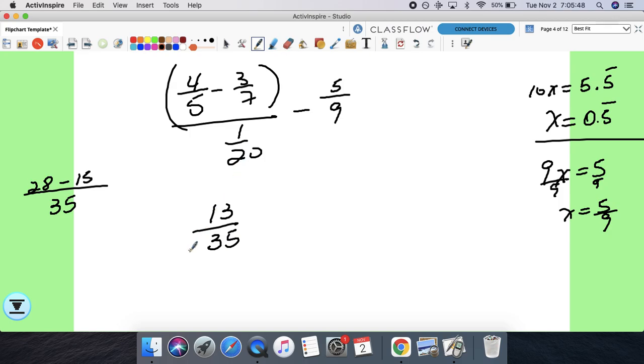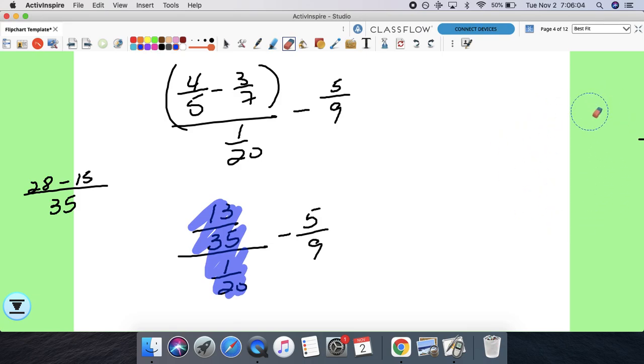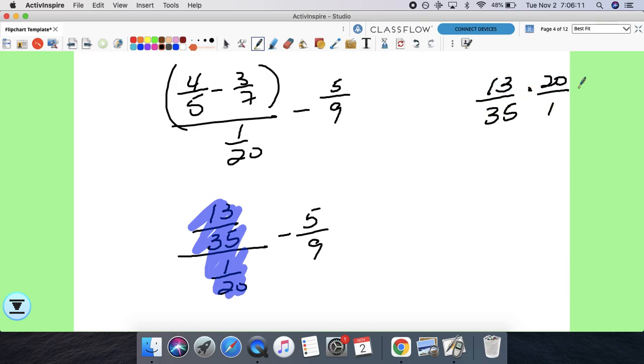So I'm going to write that over 1/20 minus 5 over 9. Now that I'm done with this part, that part is gone, I can focus on this section right here. Let me erase this. It's 13 over 35 multiplied by the reciprocal, so divided by 5, you get 4, divided by 5, you get 7. You get 52 over 7. So that whole thing becomes 52 over 7, and I can erase that.